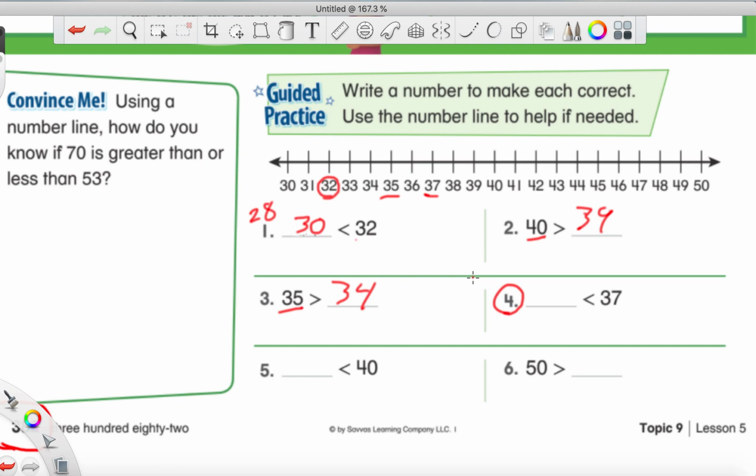Alright, did you find a number that's less than 37? If you didn't, pause the video, take your time. If you did, let's check our answer. So for 37, it's right here.